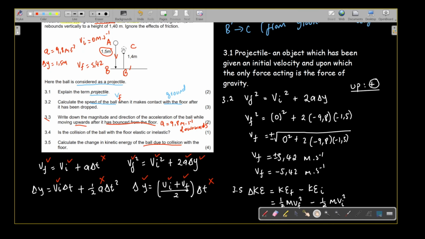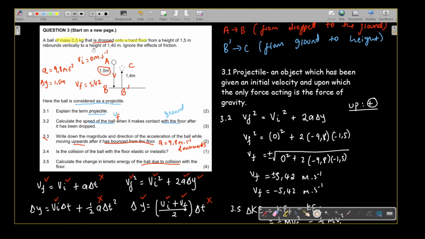Okay, so what is the final velocity? So we'll need to know what is the final velocity. They said it rebounds vertically to that height, which means that was the maximum height. Remember guys, at the maximum height the velocity is always 0, right? It is 0 meters per second. Okay, so what is the velocity at B prime? What would be the velocity at B prime?